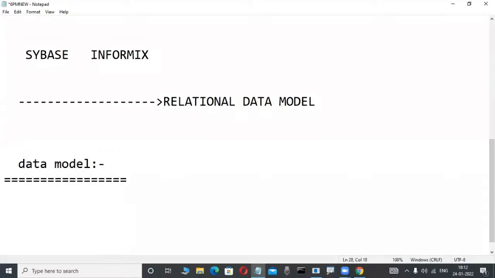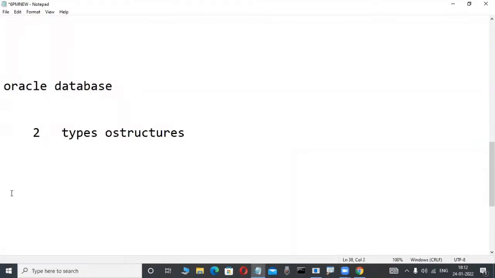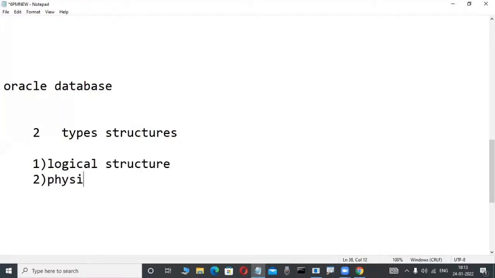I am telling one thing, which I told in previous classes. Suppose Oracle is a product. An Oracle database, or any relational database, has two types of structures. One is the logical structure, and another one is the physical structure. What is a logical structure?